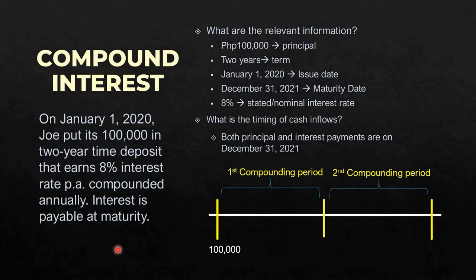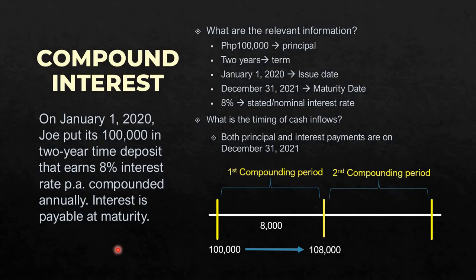Kaya, ang ating interest for the first compounding period is simply 100,000 pesos times 0.08 and that is 8,000 pesos. Kaya, after the end of the first compounding period, ang value na ng ating time deposit is 100,000, the principal, plus 8,000, the interest, so that is 108,000 pesos. Then, punta tayo ngayon sa second year, which is the second compounding period. So, ngayon, magko-compute ulit tayo ng interest. Pero yung computation natin dito ng interest would be different now from the simple interest. Kasi kung titingnan nyo, yung ating first year is also similar to our computation in simple interest. Pero for the second year, which is our second compounding period, so the interest will now be different.